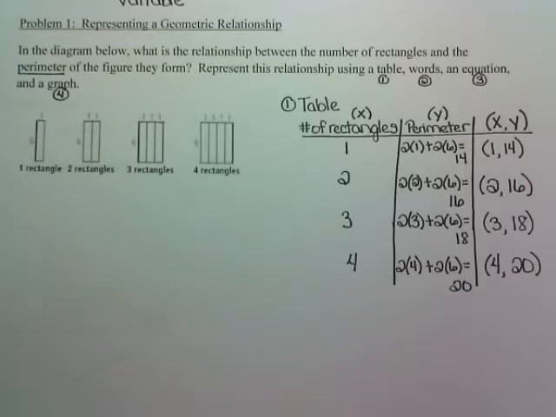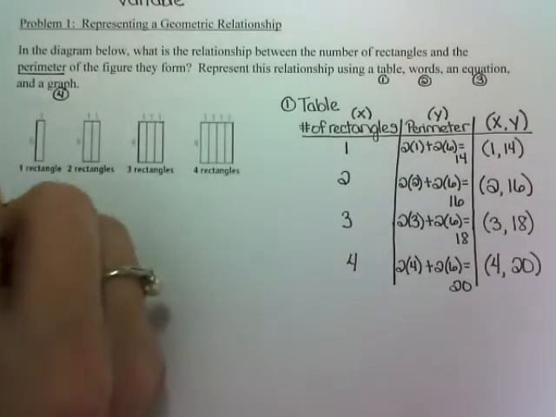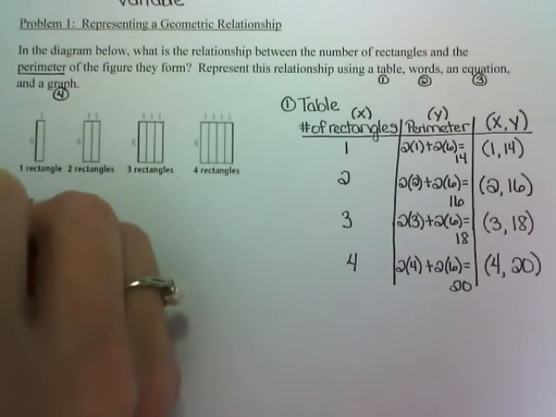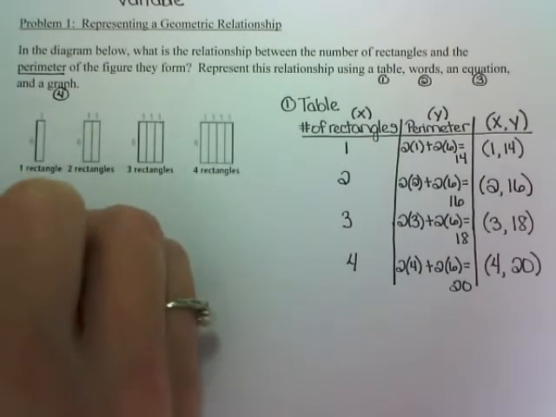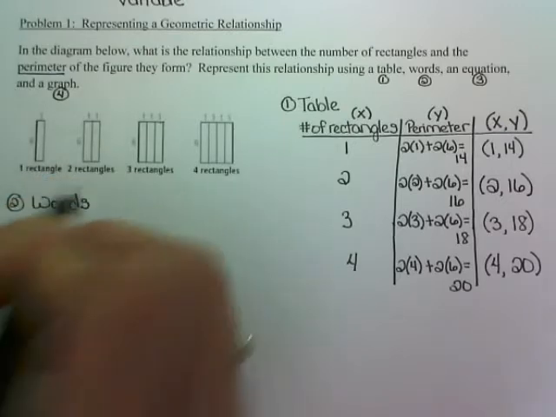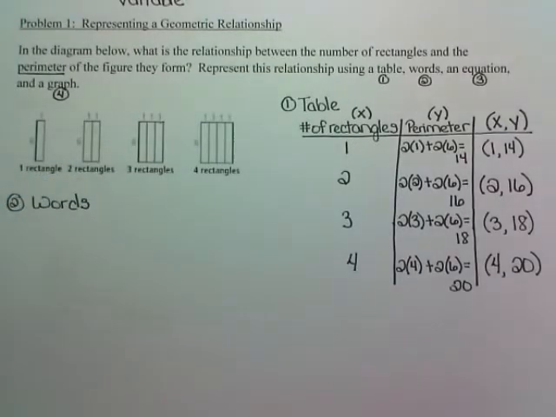So now what we need to do is think about, how can I write this in words? How can I explain what's going on in my table in words? And so this will be just a short paragraph, maybe one fairly long sentence, but that's all you've got to write when you're solving this. So let's think about what's going on here.